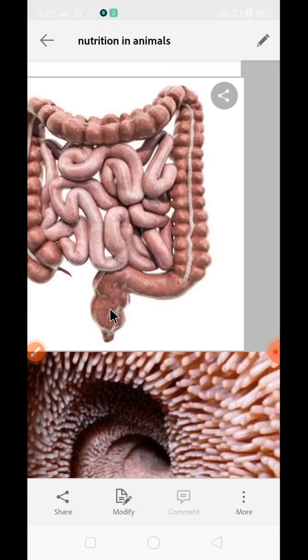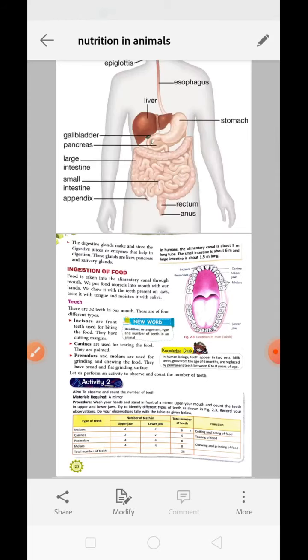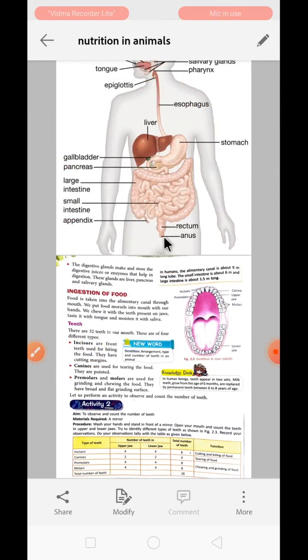The semi-solid undigested food is pushed out of the anus, and this is called egestion or defecation. The undigested food residue that enters the rectum from the large intestine is called feces. Where is the rectum? See over here, it is marked in your book. This portion is the anus. The anus is the opening of the digestive system which opens outside and releases the undigested material from the body, and this is the rectum just above the anus. Clear? Defecation takes place through this anus.